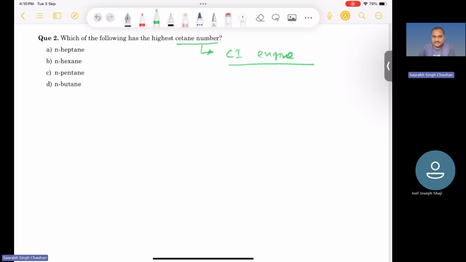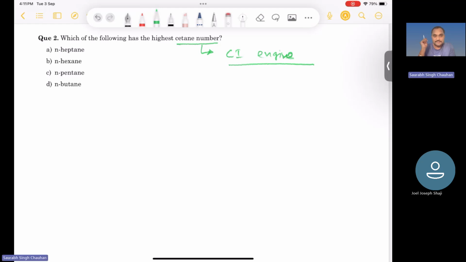For example, the alcohols, methanol or ethanol, can be easily used in SI engines. They can be used in spark plug engines, but they cannot be easily used in a diesel engine, because if you try to use them in CI engines, they will not auto-ignite. Then you will have to use some ignition improver which can initiate the ignition. But anyways, among these fuels, which has the highest cetane number?